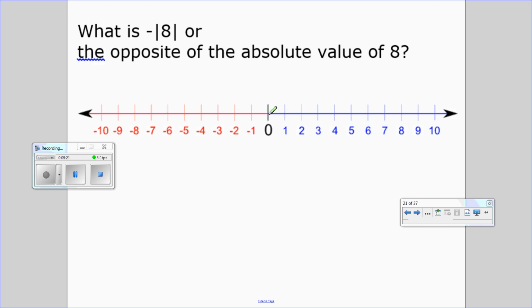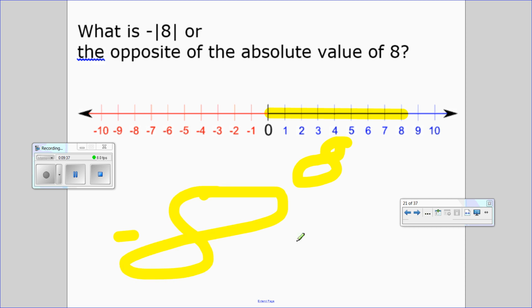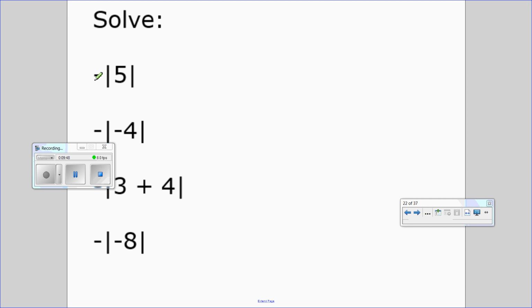So let's find the absolute value of 8. How far is 8 from 0? It is 8 units. But the negative here means, what's the opposite of 8? What's on the other side of 8? -8. So the negative on the outside of the absolute value bar is telling you the opposite of. So what is the opposite of the absolute value of 5? How far is 5 from 0? 5. What's the opposite of 5? -5.